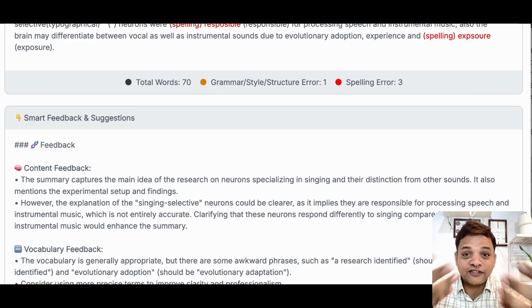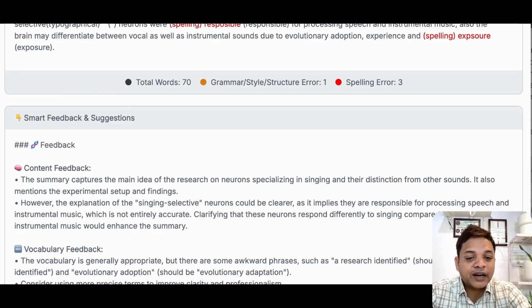Certain things are not done well. That's what it says. As it implies, they are responsible for processing speech and instrumental music, which is not entirely accurate as per the passage. Clarifying that these neurons respond differently to singing compared to speech and instrumental music could have enhanced it. That's what it says. Look at this, guys.